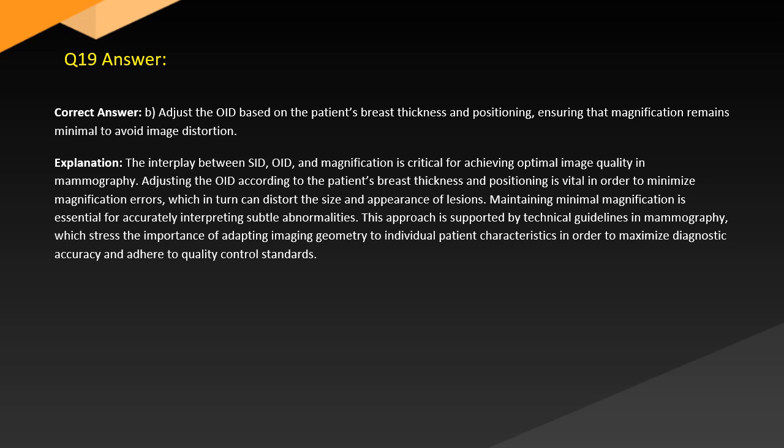Answer. Correct answer: B. Adjust the OID based on the patient's breast thickness and positioning, ensuring that magnification remains minimal to avoid image distortion. Explanation. The interplay between SID, OID, and magnification is critical for achieving optimal image quality in mammography. Adjusting the OID according to the patient's breast thickness and positioning is vital in order to minimize magnification errors, which in turn can distort the size and appearance of lesions. Maintaining minimal magnification is essential for accurately interpreting subtle abnormalities.